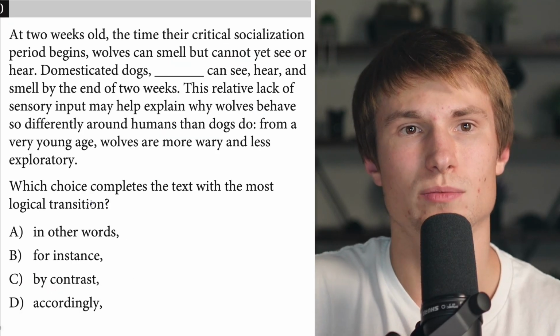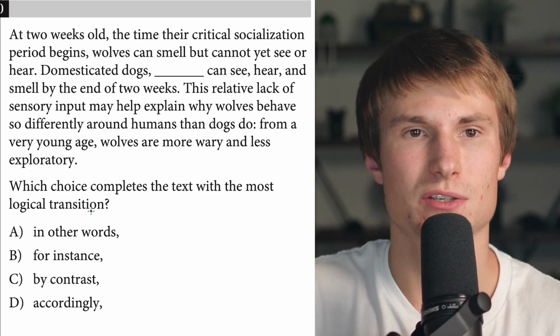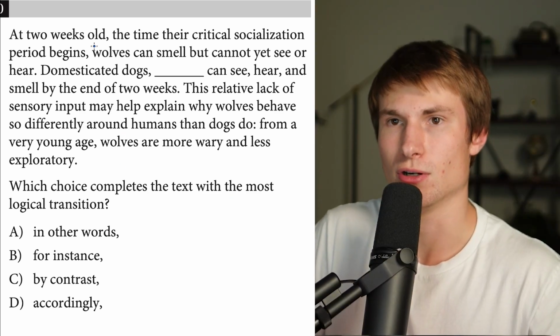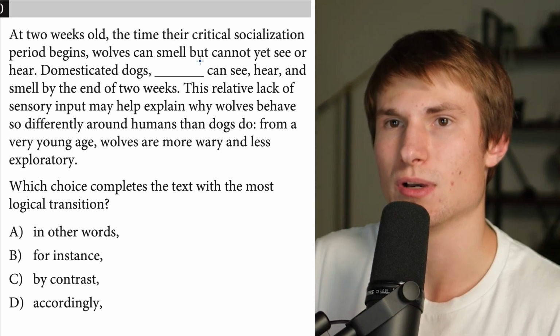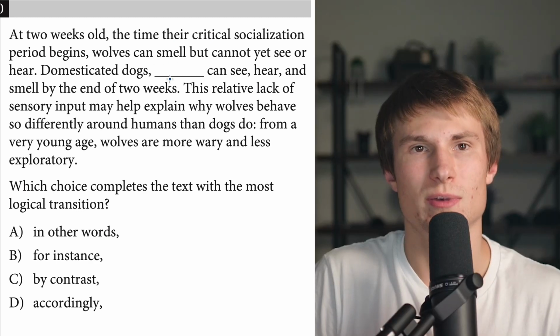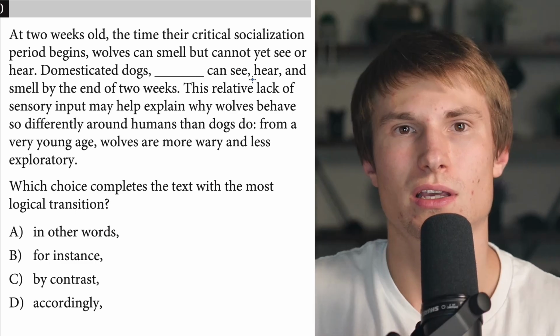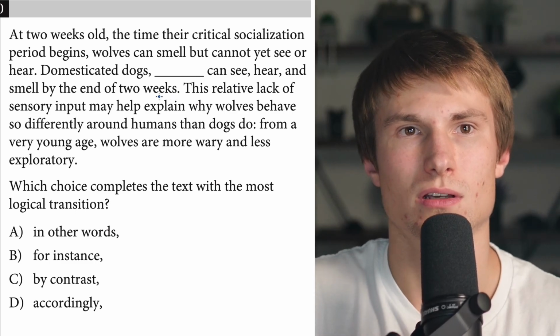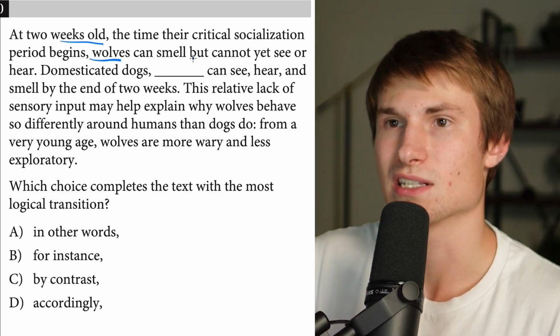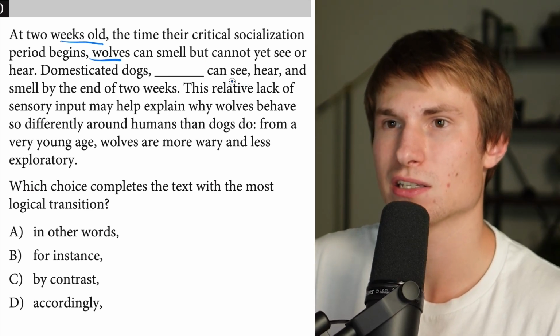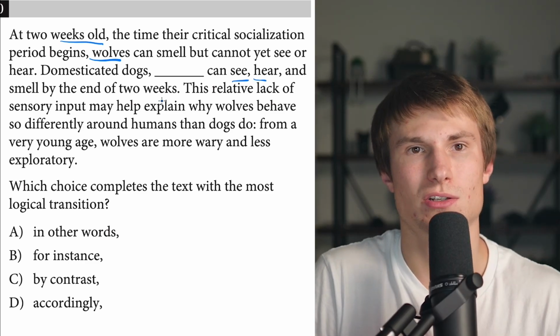Here's another example. Once again, we have: which choice completes the text with the most logical transition. We'll start by reading through. At 2 weeks old, the time their critical socialization period begins, wolves can smell but cannot yet see or hear. Domesticated dogs can see, hear, and smell by the end of 2 weeks. Okay, so in this case, we have a contrast. We have at 2 weeks old, wolves can smell, but they cannot see or hear, but domesticated dogs can see, hear, and smell by the end of 2 weeks. So it looks like we have a contrast.